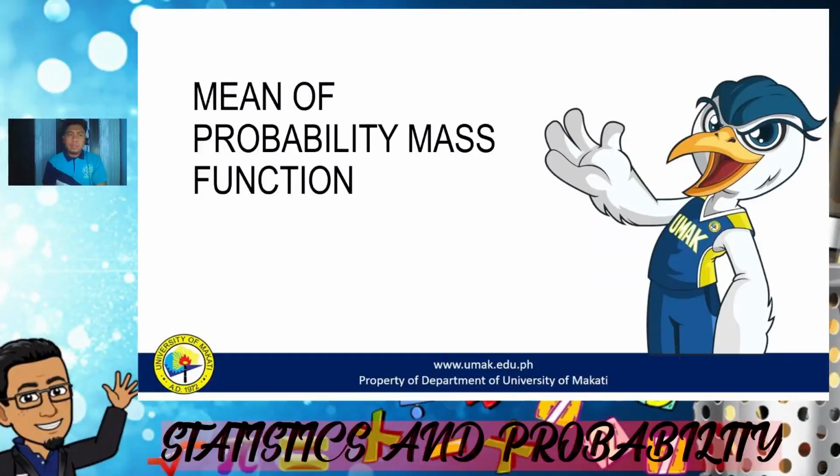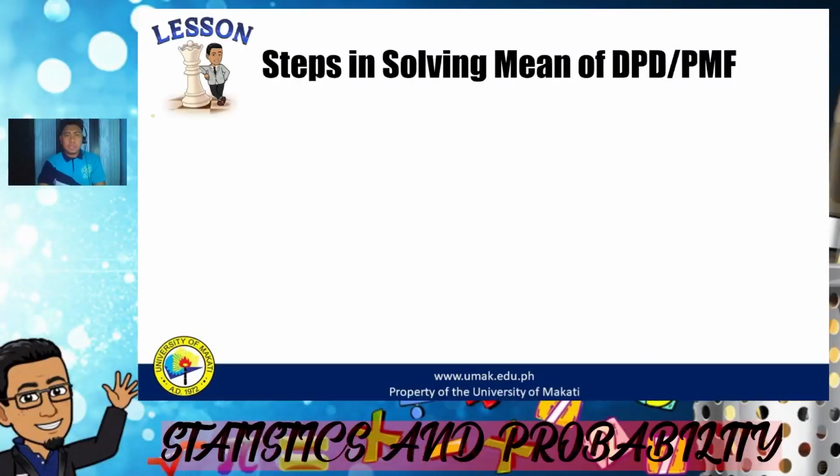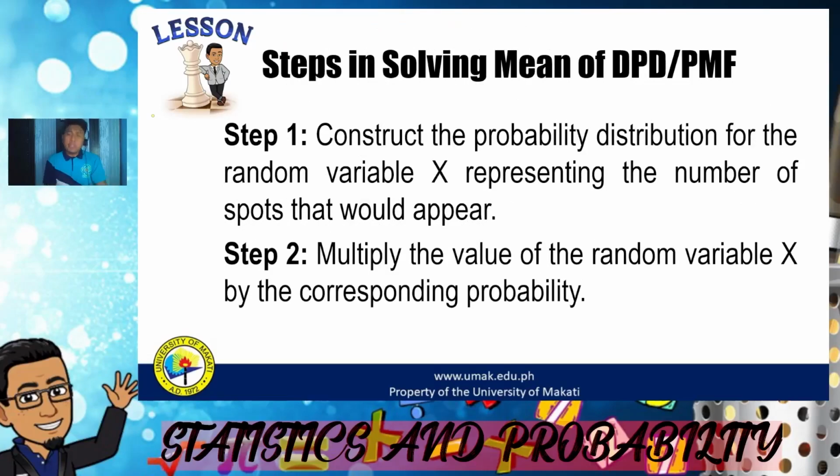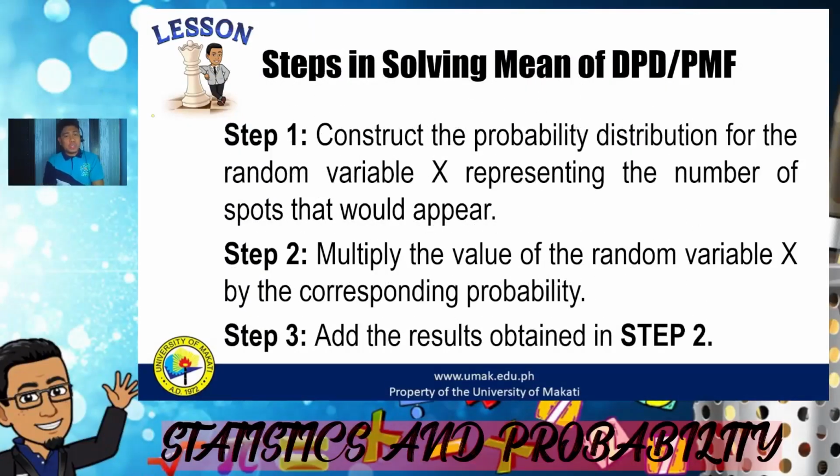Now, to solve for the mean of probability mass function, we have the following steps. Step number 1 is to construct the probability distribution, which we have discussed earlier. No? And then step number 2 is to multiply the random variable by the corresponding probability. And step number 3 is to add the results obtained in step number 2. Or in short, lahat ng products is i-add nyo lang po.